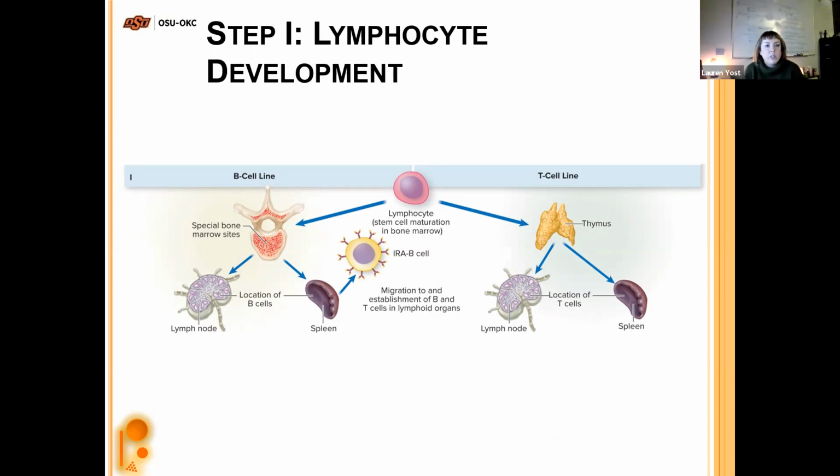This first step in all of that was the lymphocyte development. Lymphocytes are developed from precursors in the bone marrow. We talked about that last time. That leads to a certain stem cell precursor that's specific to lymphocytes. Then we have special bone marrow sites within your bone marrow for B cell development, whereas T cells are going to mature and develop in the thymus. Either way, they're both going to end up going out to the lymph nodes and the spleen, essentially, in order to interact with pathogens or antigen-presenting cells and stuff like that.